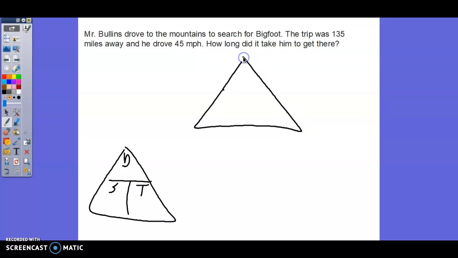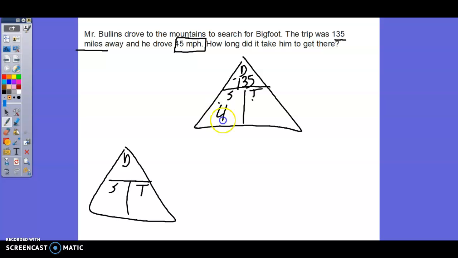So I've got this question here. I know it's a DST question, because it talks about speed, distance, and time. Mr. Bowens drove to the mountains to search for Bigfoot. The trip was 135 miles away, Jordan, 135 miles. Is that a distance, a speed, or a time? 135 miles. That's a distance. Okay? 45 miles per hour. Is that a speed or a time?